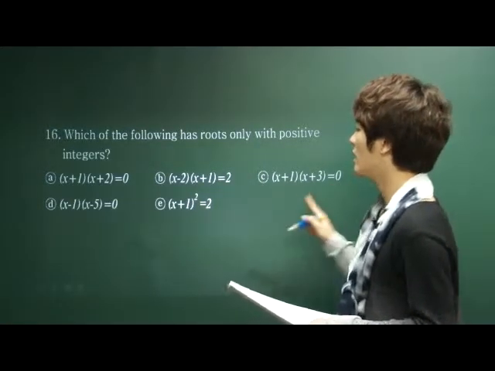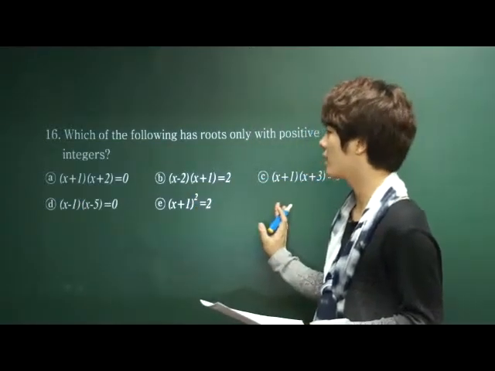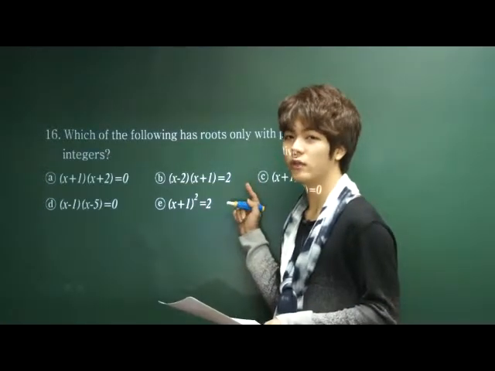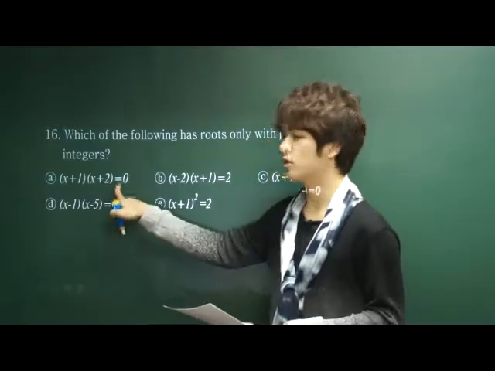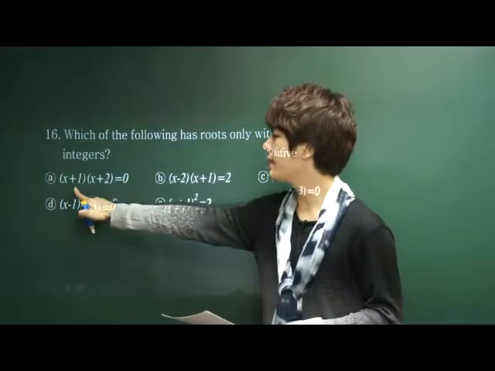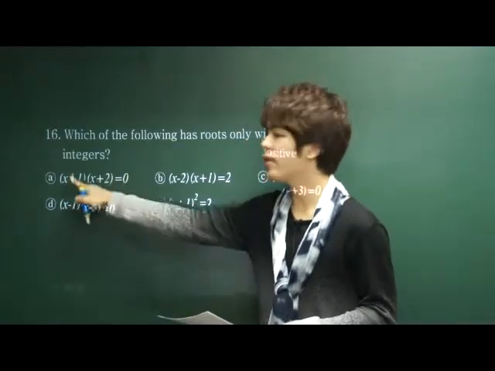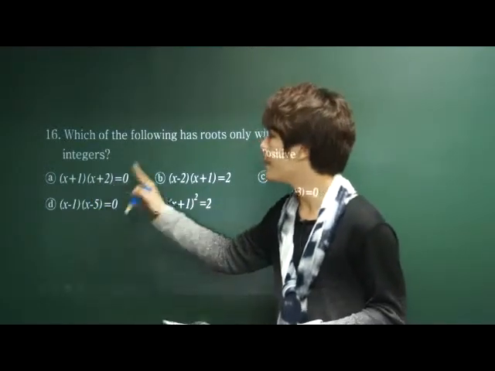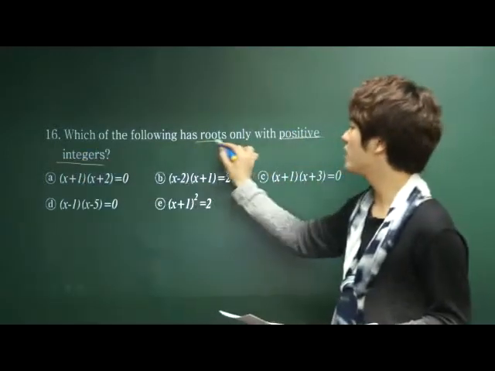Okay, so we are given these kinds of equations, 5 equations. In these kinds of equations, the way to find the roots is that whatever x makes the whole equation 0 is its root. So in case of A, the roots will be -1 or -2, because if you put -1 here, it will make the whole thing 0, and if you put -2 here, it will make the whole thing 0 as well. But in this case, we are looking for roots with positive integers.